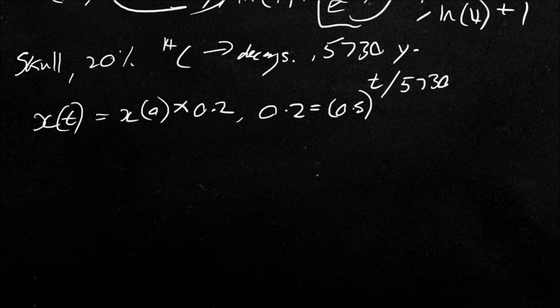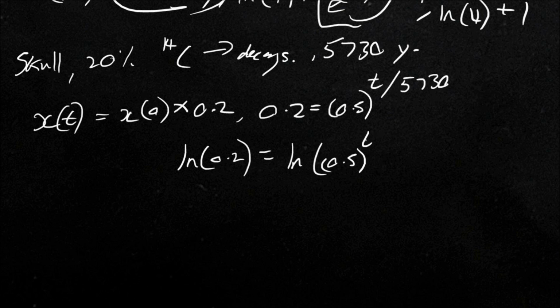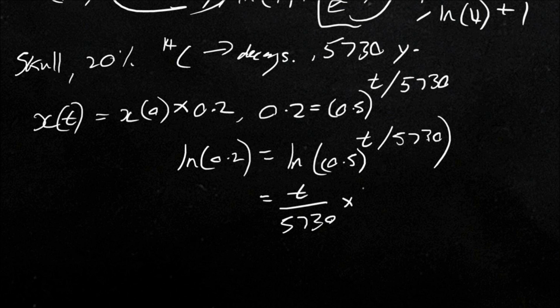So now we have an exponential to solve. If we take the natural log of both sides, that's ln of 0.2 equals the natural log of 0.5 to the power of t over 5730. Everything as an index can be brought down to the front, so this is t over 5730 times the natural log of 0.5.